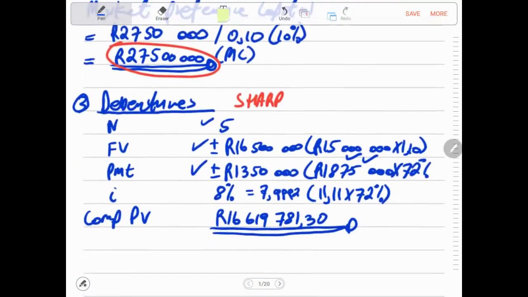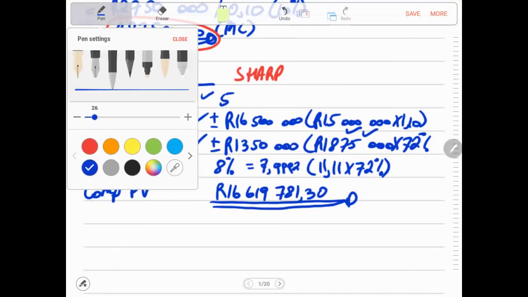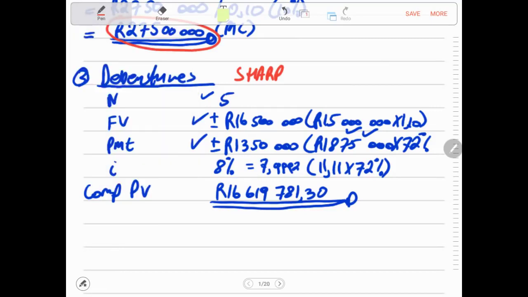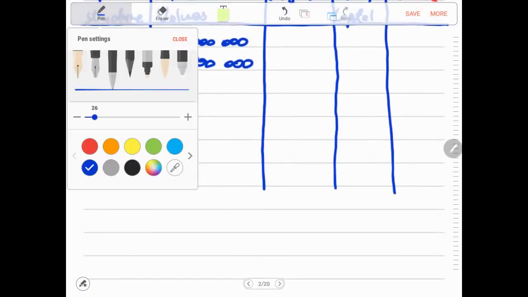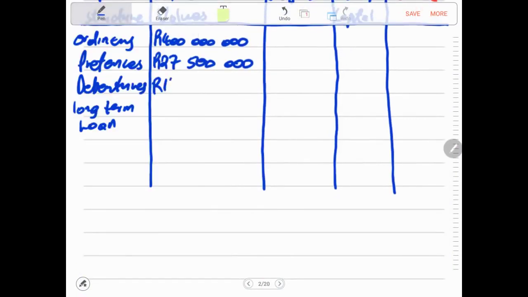Debentures, we calculated them to be an amount of 16 million. There we have our debentures, 16,619,781. Please ignore the cents. I know I wrote that 30 cents. I just wanted to make sure that, in terms of the calculation, it is as accurate as it might appear in your calculator.